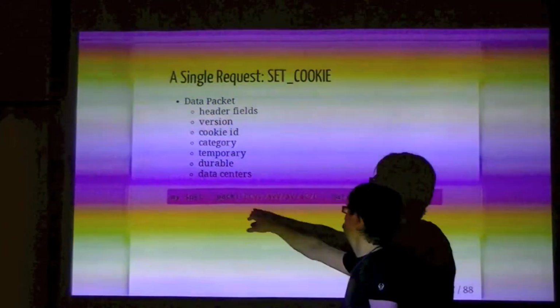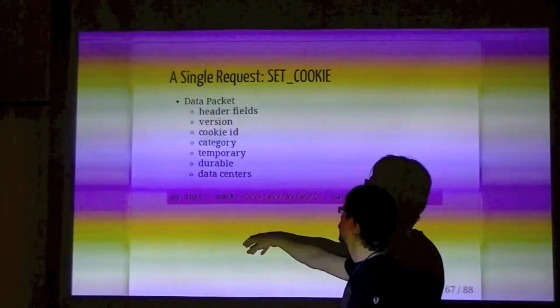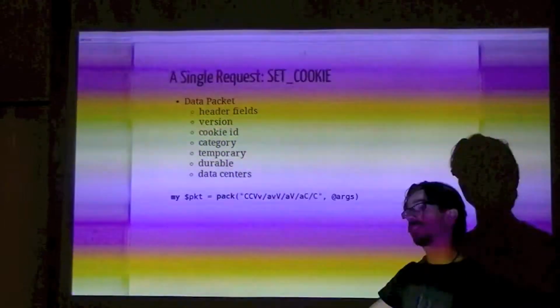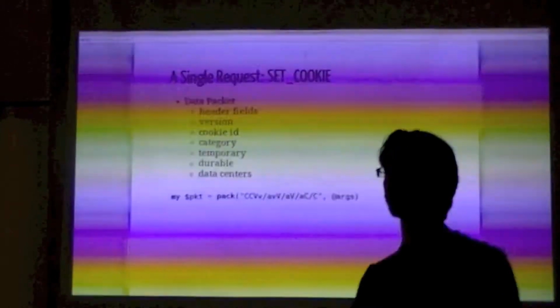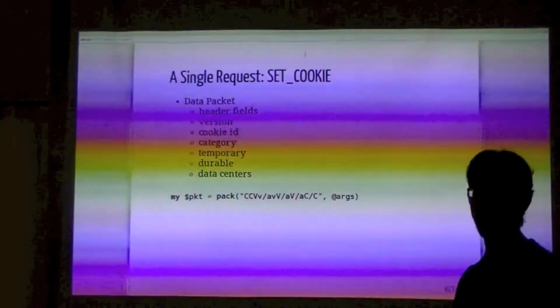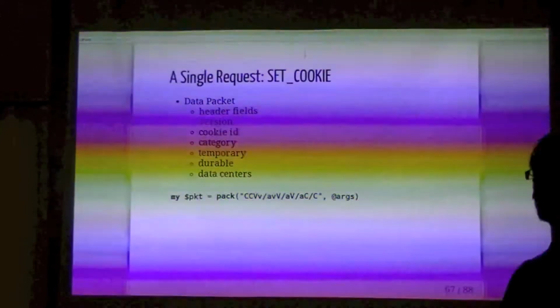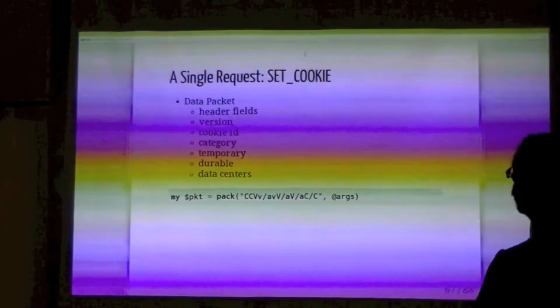We have some boring header fields, some version of the protocol, what type of request this is, the version of the cookie itself. One of the other things you learn dealing with distributed systems is you get lots of race conditions, and race conditions are a pain to deal with. One of the ways you can figure out what's going on is to version all of the data that's coming through.